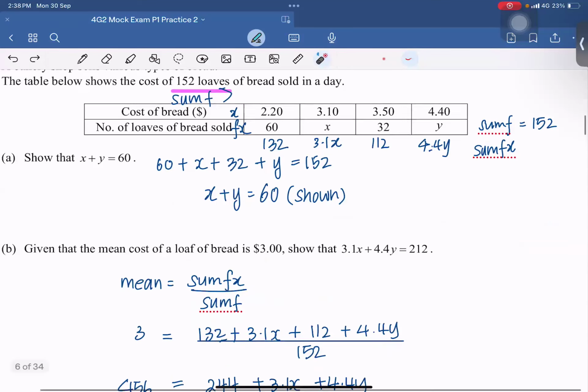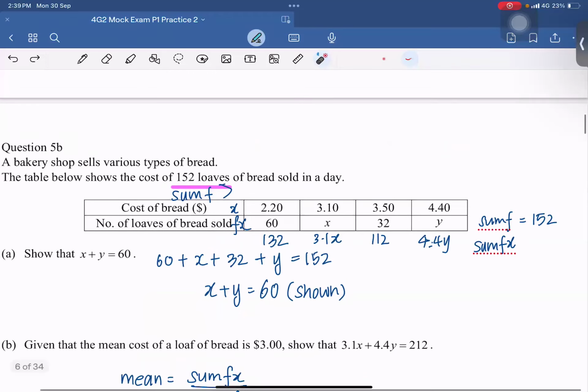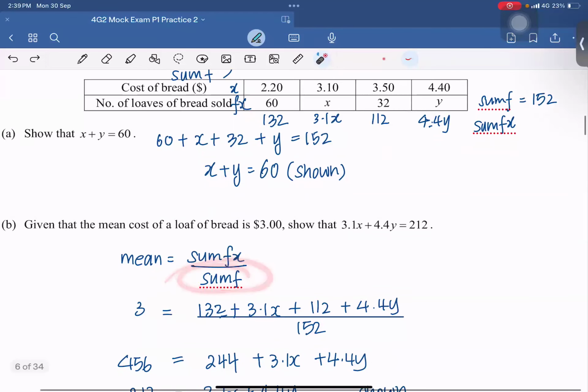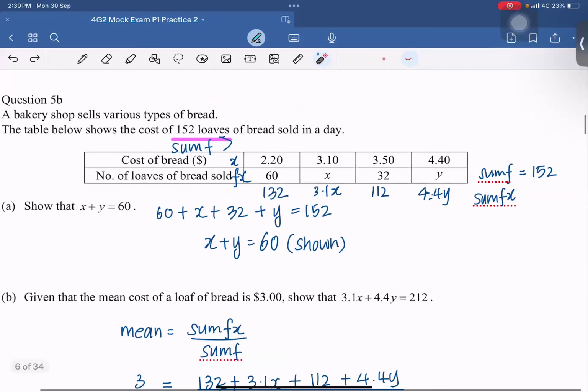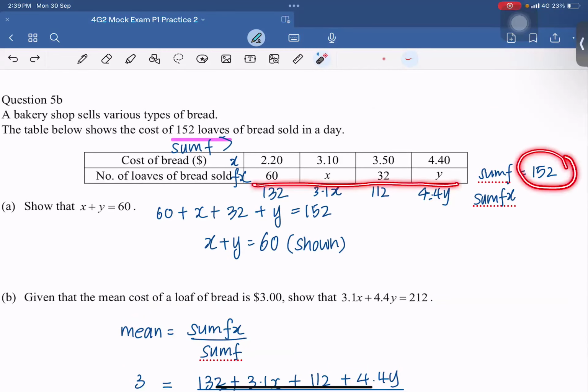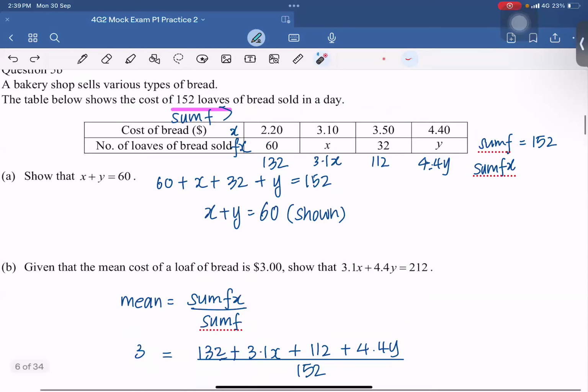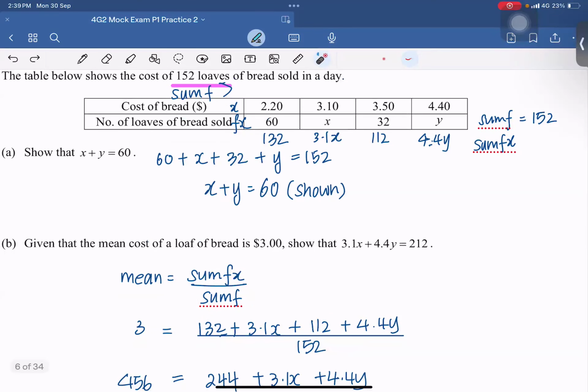Okay. The next part then is a little bit more complicated. Given that the mean is what? Mean is sum fx over sum f. Just write down the formula, follow the steps. Okay, the mean is $3. So let me find sum fx first and sum f. My sum f is given to me already. What was my sum f? My sum of everything is the number 152. So sum f, taken care of.